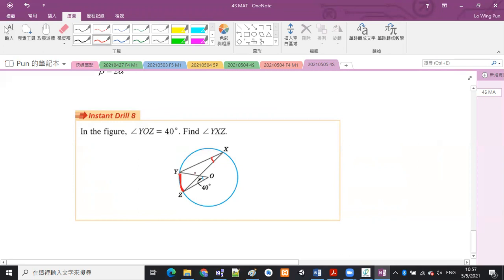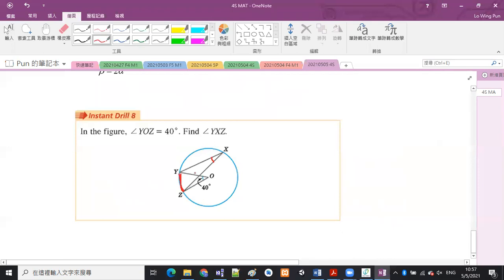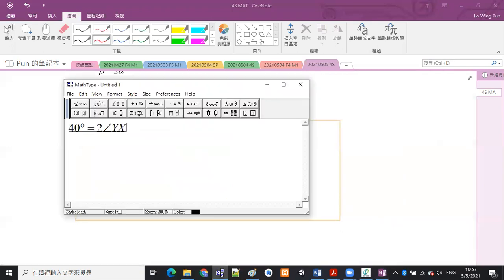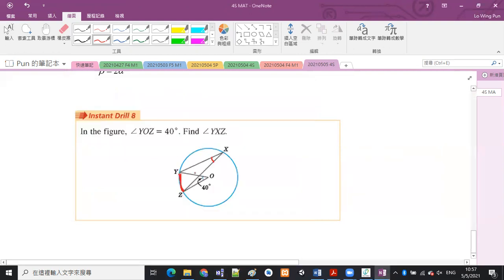And it is an angle at center. So it will be double the angle at circumference. Okay, so 40 degrees will be equal to 2 times angle YXZ, with this reason: angle at center twice angle at circumference. Okay, which means that angle YXZ will be equal to 40 degrees over 2. That is 20 degrees. Okay.